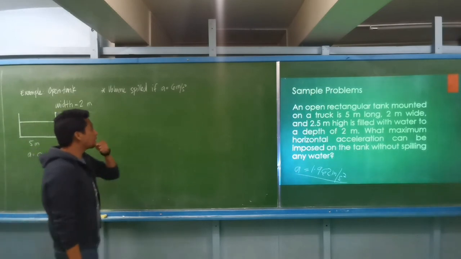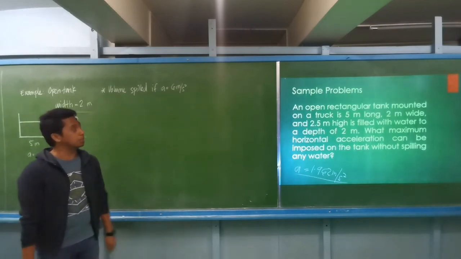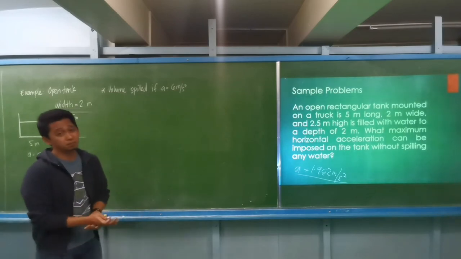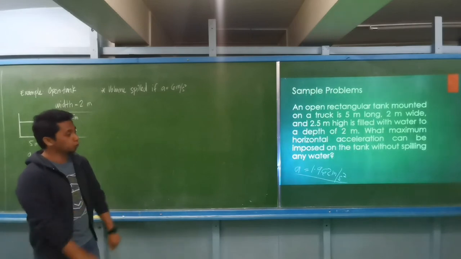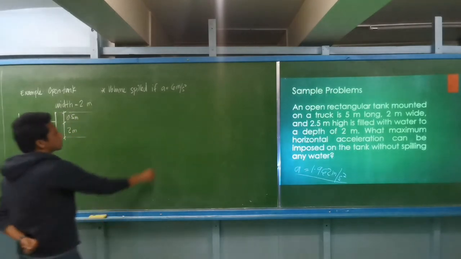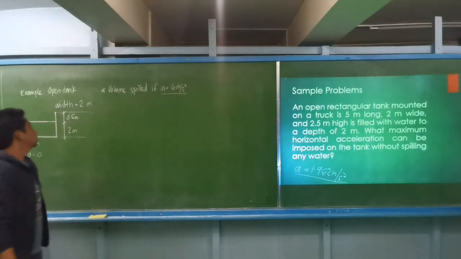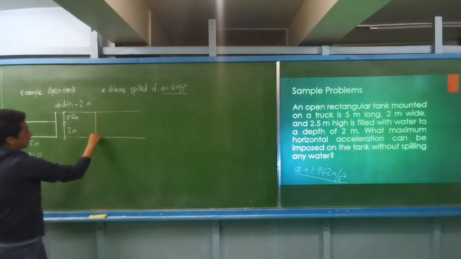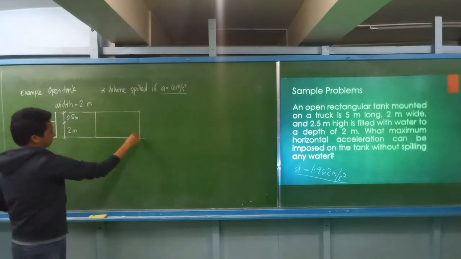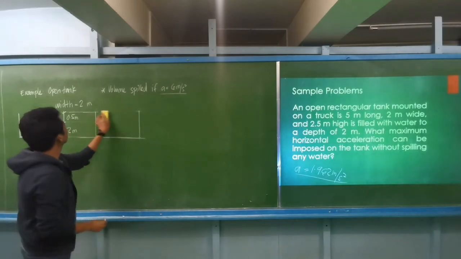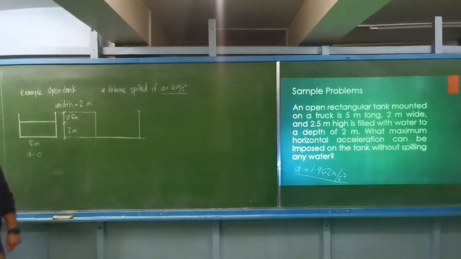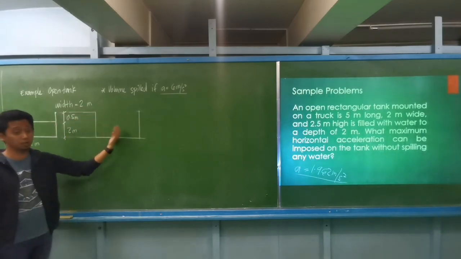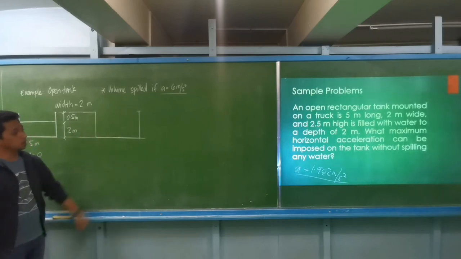So let's say the acceleration imposed on the tank will be 6 meters per second squared. So for sure, a volume of water will be spilled. So how to determine or how to compute that volume? At 6 meters per second squared, again, let us assume that this tank will be accelerated to the right. And it is expected that the liquid surface will be inclined, or all the liquids will be compressed at the rear wall of the tank.